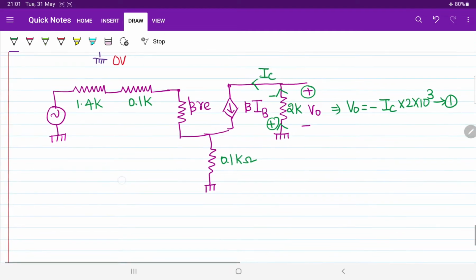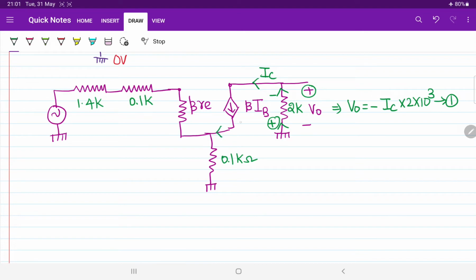Now go to the input port. See there, current beta times of IB is coming. Beta times of IB is coming, whereas from here this is the base terminal. Then what is the current that is going? Base current. Current entering point plus, leaving point minus. The same base current is coming here.